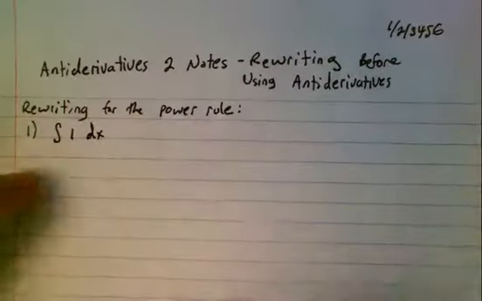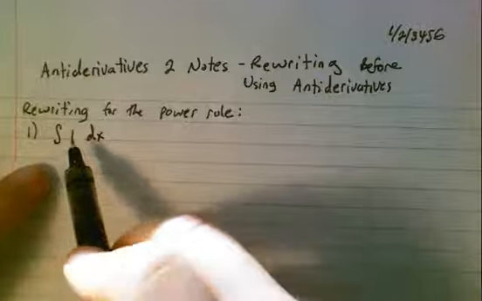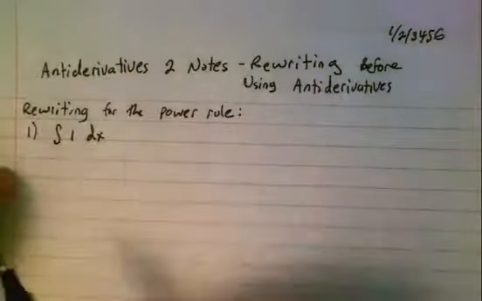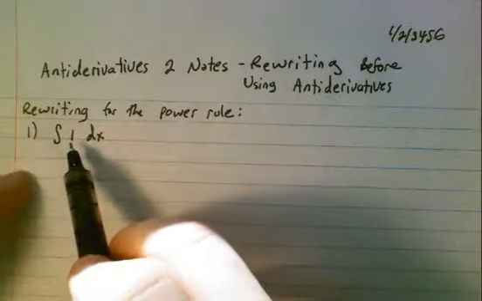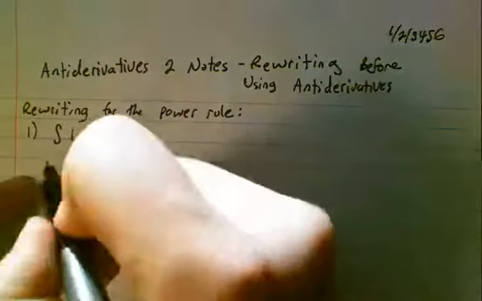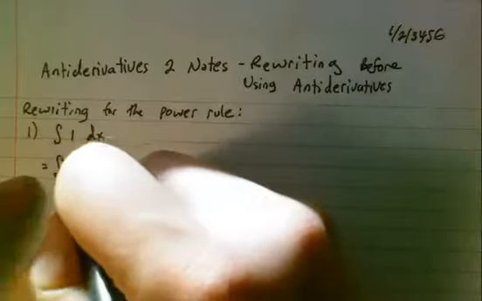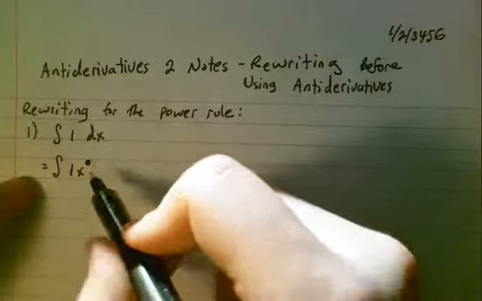1 with respect to x. Now, one of the things that you'll remember is that the derivative of x is 1. So when we're going back the other way, we just want to know what is the function whose derivative is 1. So here we're going to start off by rewriting this as the antiderivative of 1 and then x to the 0 power, because x to the 0 power just becomes 1. It's the same thing as it was right there.